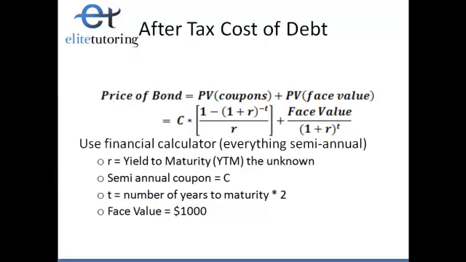For our example, let's suppose that the marginal tax rate is 30%, okay, and the yield to maturity is given as 4%. Our after-tax cost of debt would simply be 1 minus the 0.3 tax rate times 4%, which gives us 2.8%.